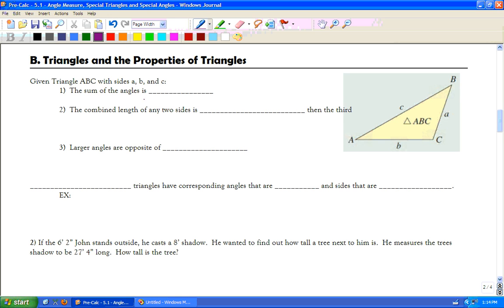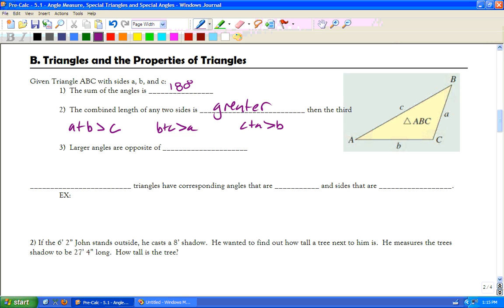The sum of any angles, in this case A plus B plus C in any triangle, remember, is 180 degrees. If you combine the length of any two sides, it's always going to be greater than the third. What that would mean in this triangle is a plus b would have to be greater than c, b plus c would have to be greater than a, and c plus a would have to be greater than b. If these aren't true, you know you're not looking at a triangle.